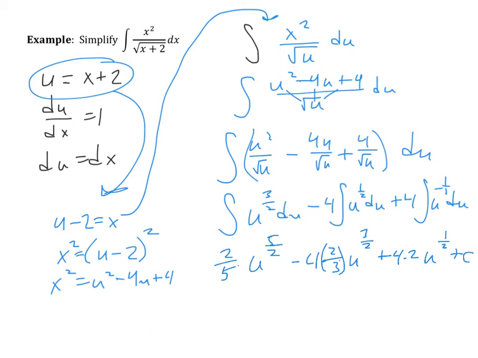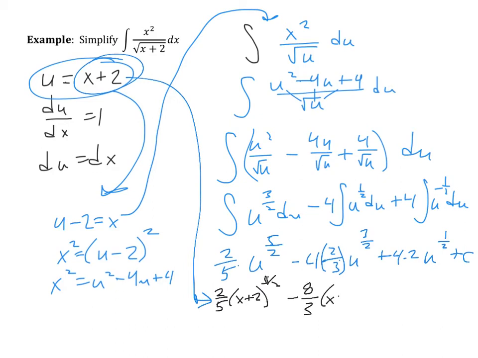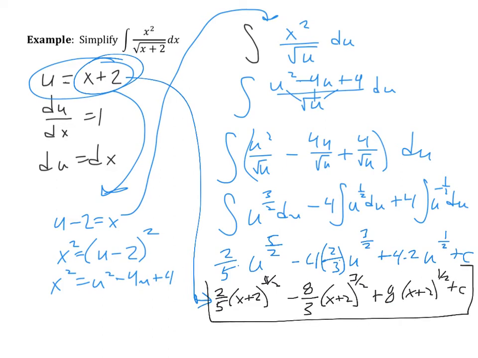Last thing we're going to do is simplify those coefficients and then plug the x plus 2 back in. So I'm going to do those things at the same time just so I don't run out of space here. So this will be 2/5 (x plus 2) to the 5/2 minus 8/3 (x plus 2) to the 3/2 plus 8 times (x plus 2) to the 1/2 plus c. So that's going to be the end of our simple examples of this. We're going to move into one last component at the end of this video.